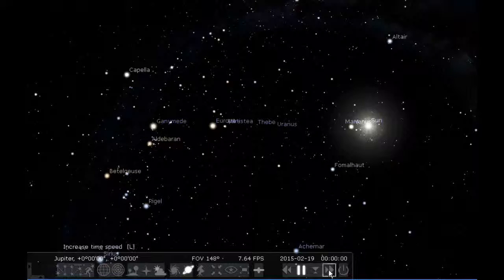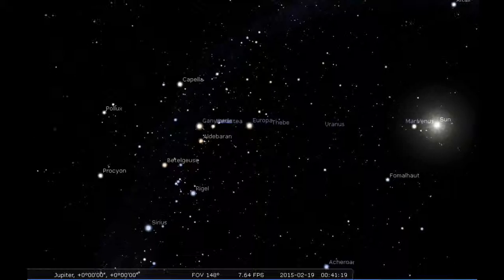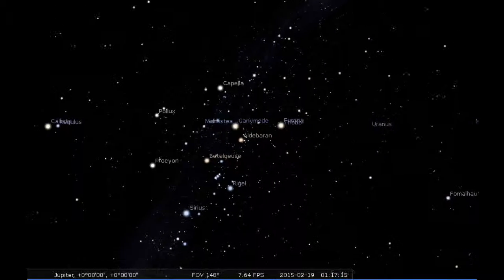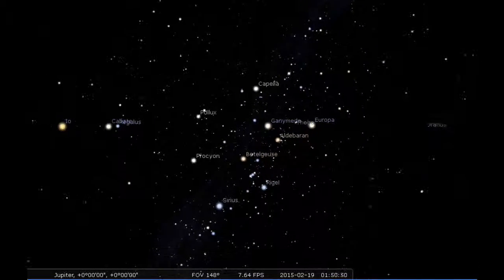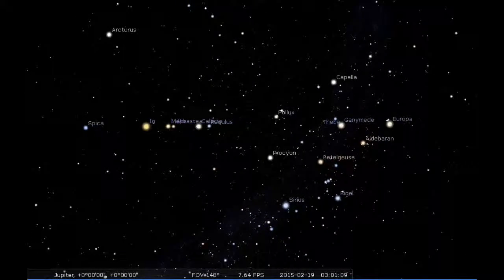Hours of Jupiter sky, standing on the equator of Jupiter, looking out, seeing what's going to be happening over the next 24 hours at Jupiter.